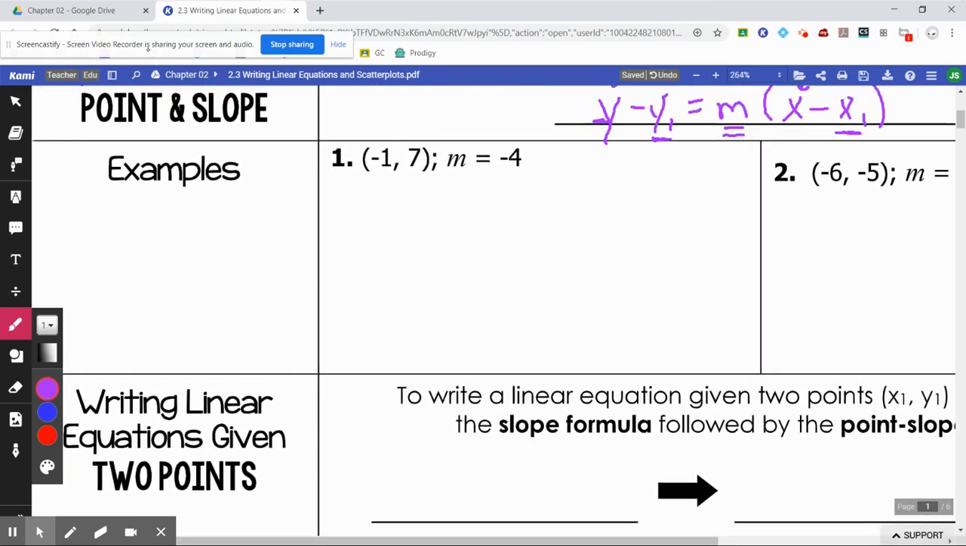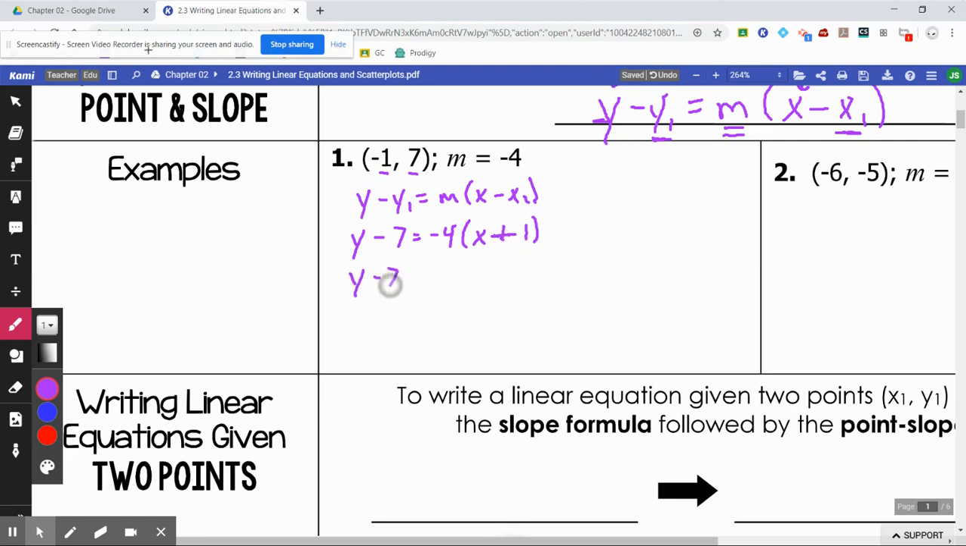So example number one, we're looking for a line that passes through negative 1, 7 that has a slope of negative 4. So we take our formula, y minus y1 equals m parentheses x minus x1, which you notice is actually just the slope formula with the x minus x1 moved over. And we're going to plug in our x and our y. So we have y minus y1, which is 7, equals our slope, which is negative 4, x minus our x1, which is negative 1. Anytime you have a minus minus, make sure you make it a plus.